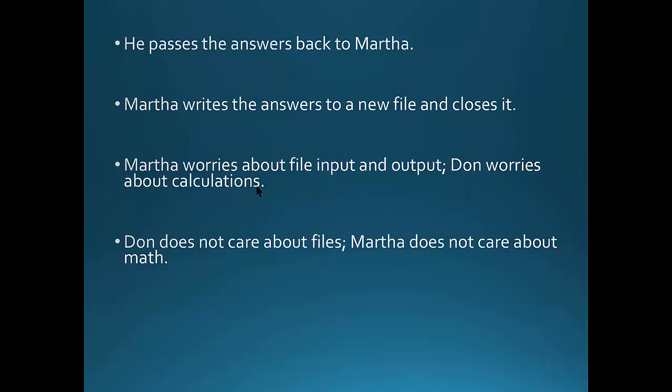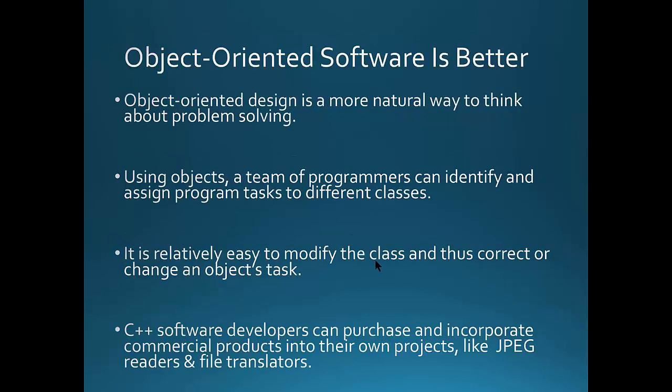And you can see from that example that Martha, the file reader and writer, is worried about retrieving and storing information, and Don, the calculator, doesn't care about whether he's getting information from files or something else. He just worries about calculation. And the result is that it separates the problems into a smaller subset.